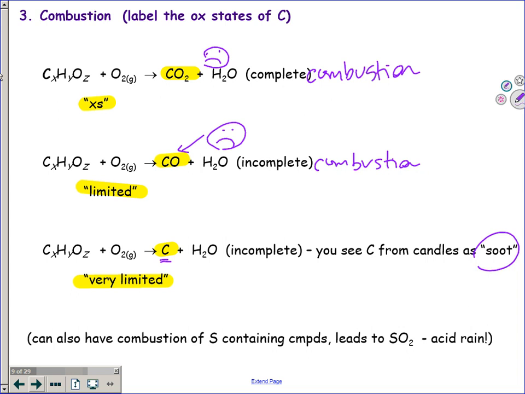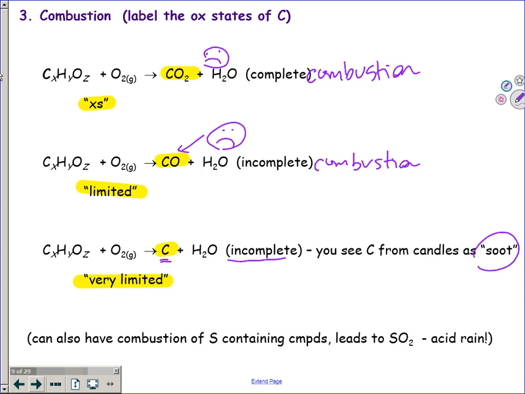Then, if you just have severely, like totally eliminated most of the oxygen present, you're going to make soot, which is a black kind of powder. And that's what we see with a candle. That, yet again, is still incomplete combustion. Anything that does not make carbon dioxide is considered incomplete combustion.